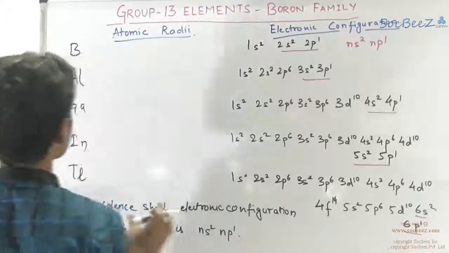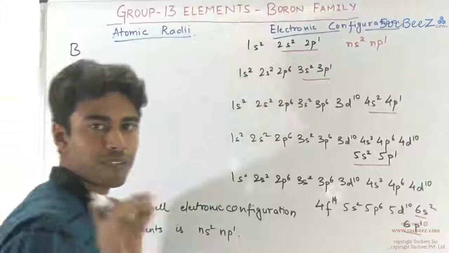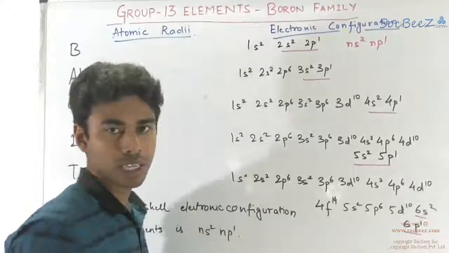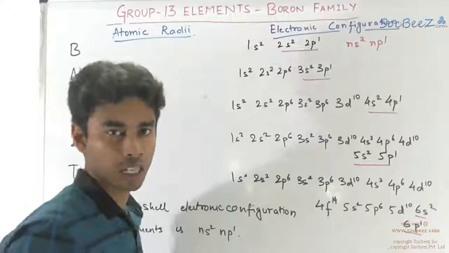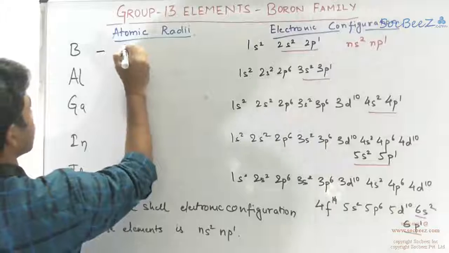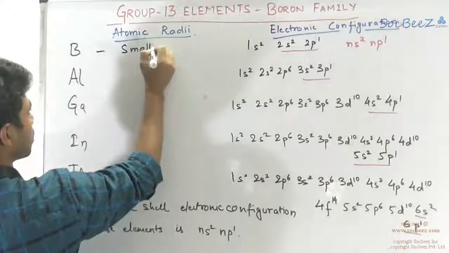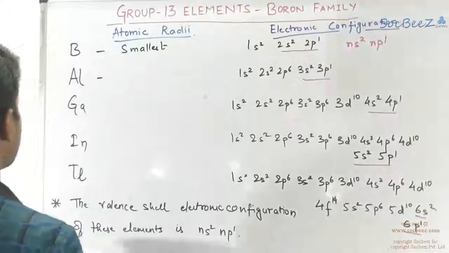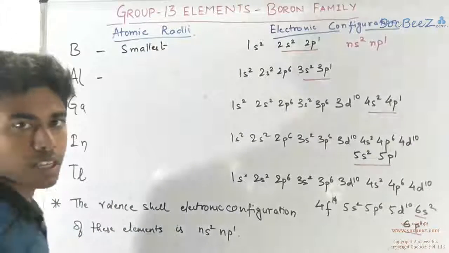I told you in the previous video that the first element of each of these families has a very small size. In fact, it has the least size among all the elements. So the atomic radius for boron is the smallest.